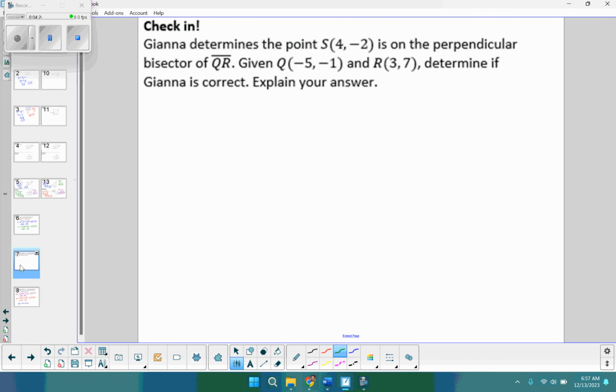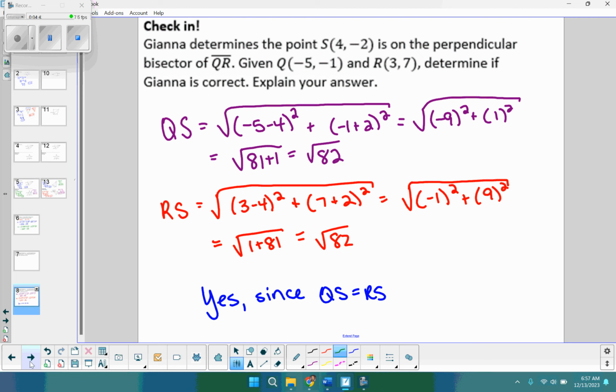You go ahead and try this one. Pause. When you're ready to see the answer, hit play. All right, so we're checking QS and RS. We get the square root of 82 for both, so yes, because QS did in fact equal RS.